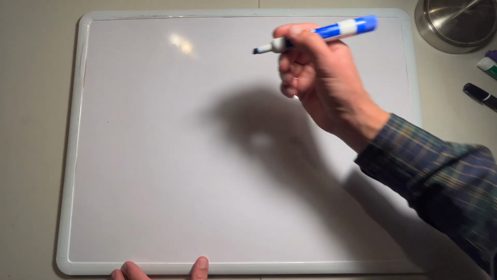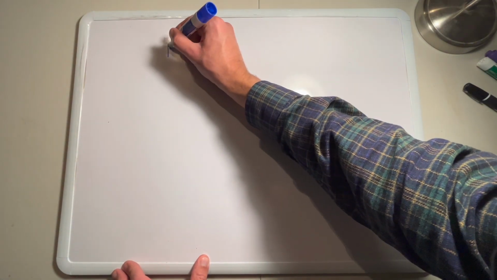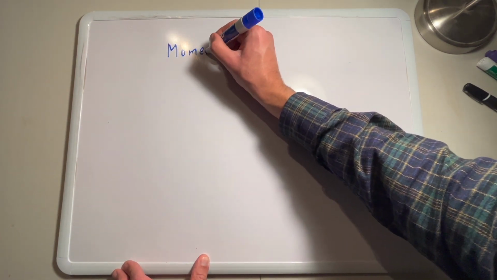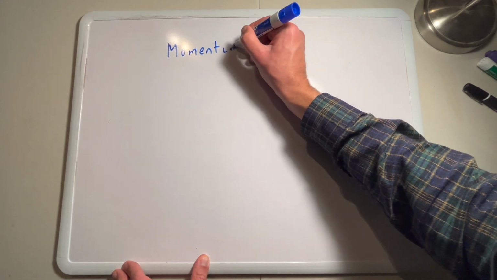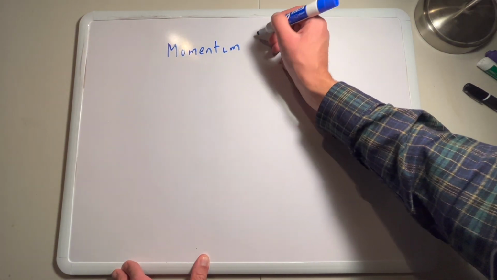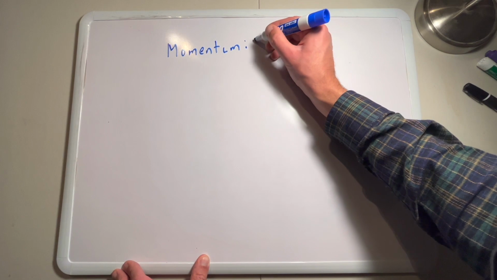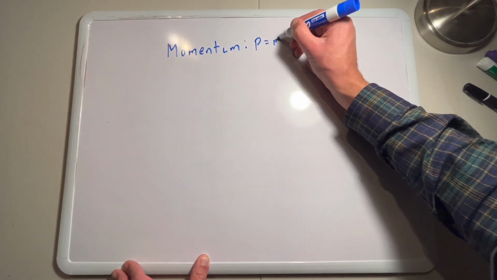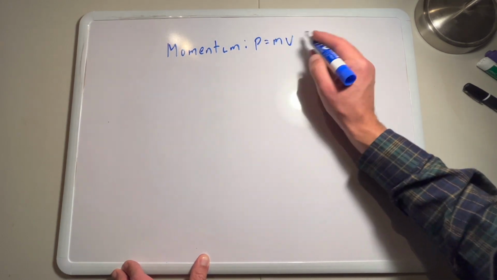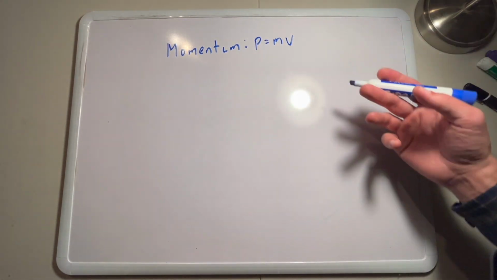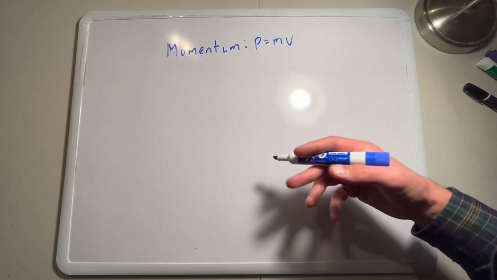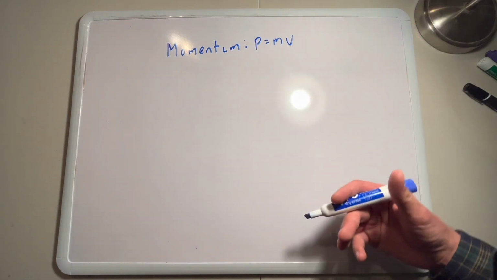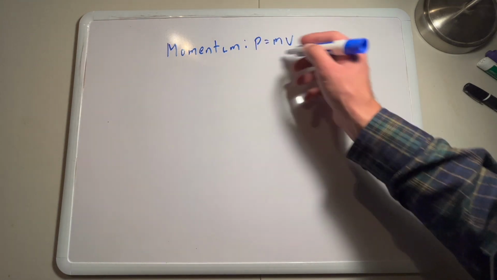All right, let's start off fairly simple with the equation for momentum. So for momentum, we're going to use the letter P, and it is equal to mass times velocity. Makes sense, right? So if something's really massive, it's going to have more momentum. If something's moving really fast, it's going to have more momentum. So that's great.